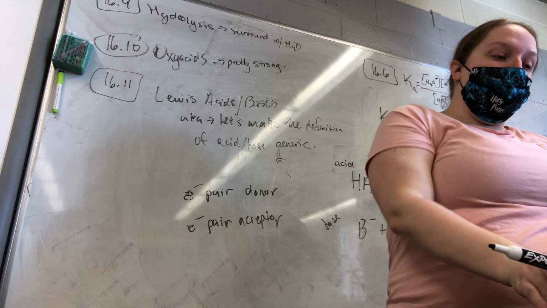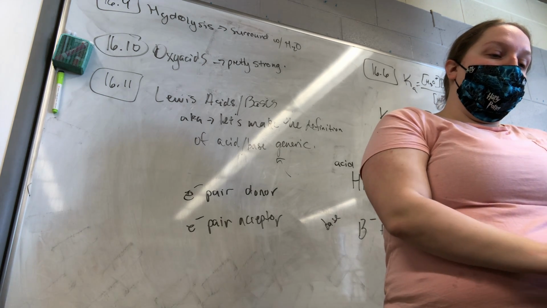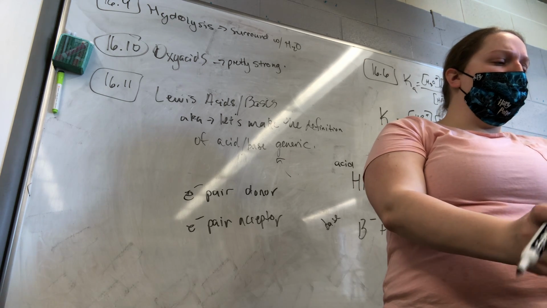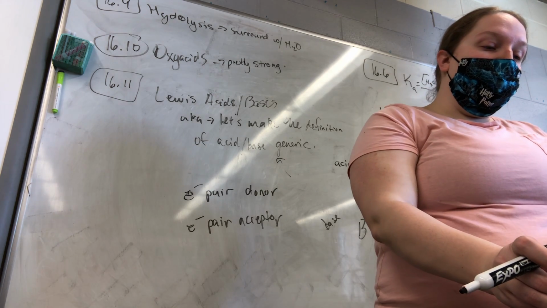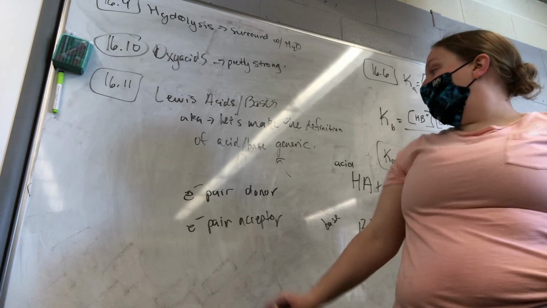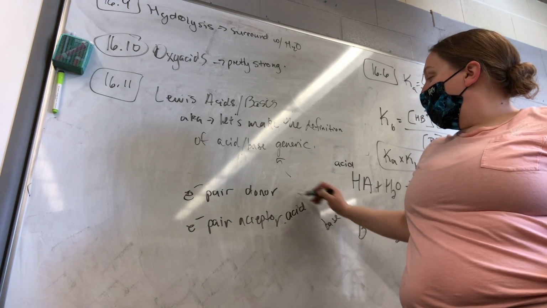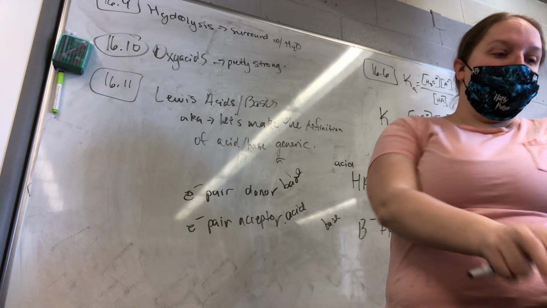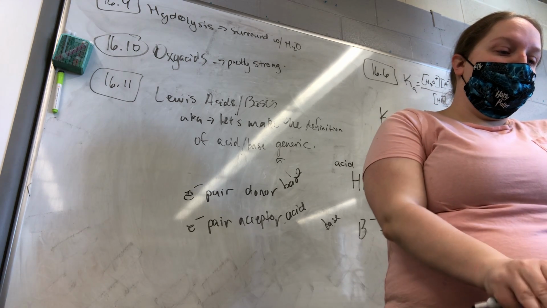All right, let's go on to chapter 17. So donor is acid. No, didn't we say acceptor is acid? Electron pair acceptor is acid. Electron pair donor is base.